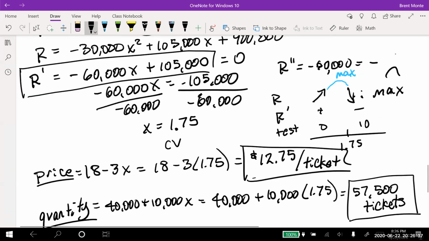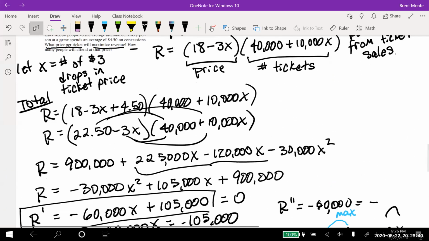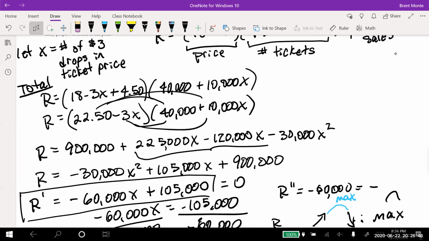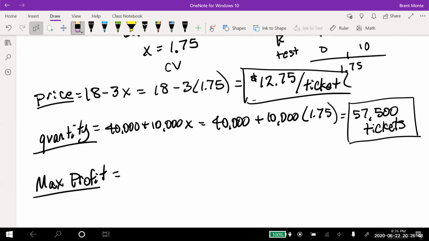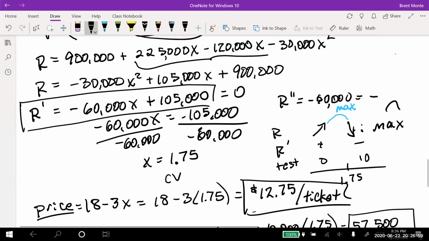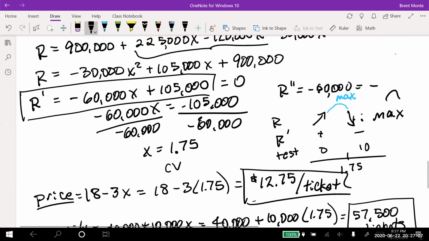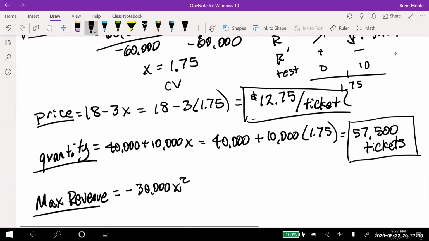The maximum profit, where's our profit function? Oh, we don't have it. Oh, they didn't say maximum profit. They said maximum revenue. Let's change that. Because I don't know the cost. Max revenue. So for the maximum revenue, let's go to our revenue function, negative 30,000 X squared. What else do I have for revenue? Plus 105,000 X. Plus that $900,000.